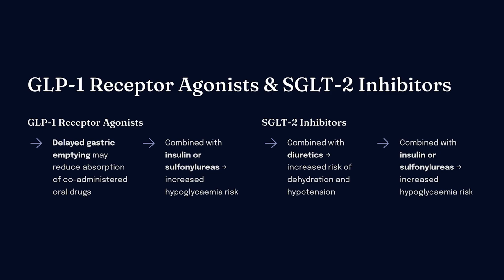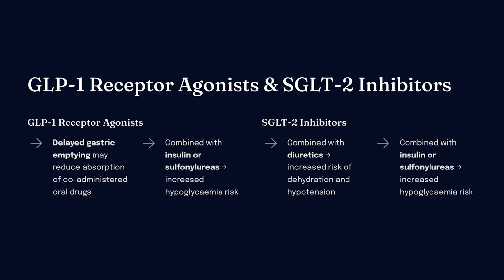GLP-1 receptor agonists and SGLT2 inhibitors. Now, let's look at the important drug interactions of GLP-1 receptor agonists and SGLT2 inhibitors. Starting with GLP-1 receptor agonists, these drugs cause delayed gastric emptying. As a result, the absorption of co-administered oral drugs may be reduced or delayed. This interaction becomes particularly important for medications where precise absorption is critical.